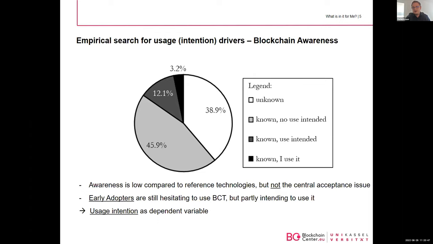So let's start with the first question. How many knew the technology, have heard of the technology before? And this was 61%. So we can say it was the lowest percentage of awareness compared to the other technologies we selected, but it's not the problem for acceptance or diffusion. Because if 60% know, 60% could use it, but they don't. And if we refer then to the adopter categories of Rogers in his diffusion theory, we can say that the early adopters are crucial. They have partly the intention to use it, but they didn't do it at the moment in 2018. And we also decided to then concentrate on usage intention as dependent variable.